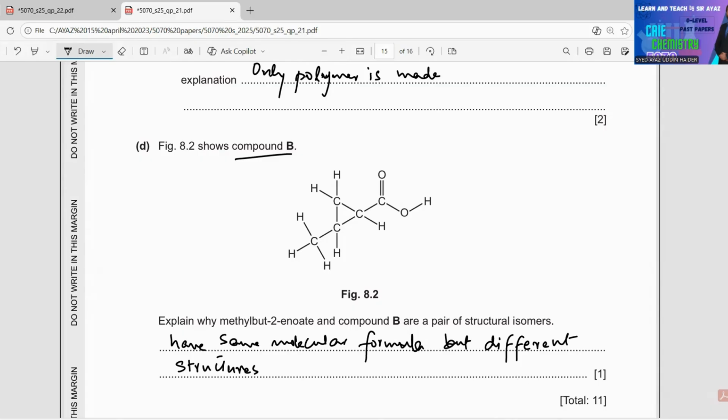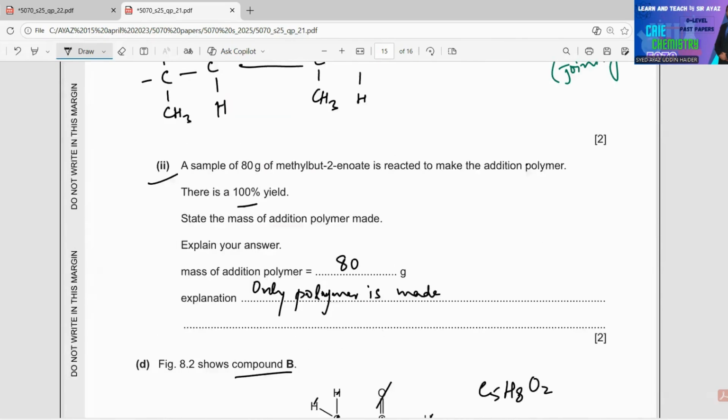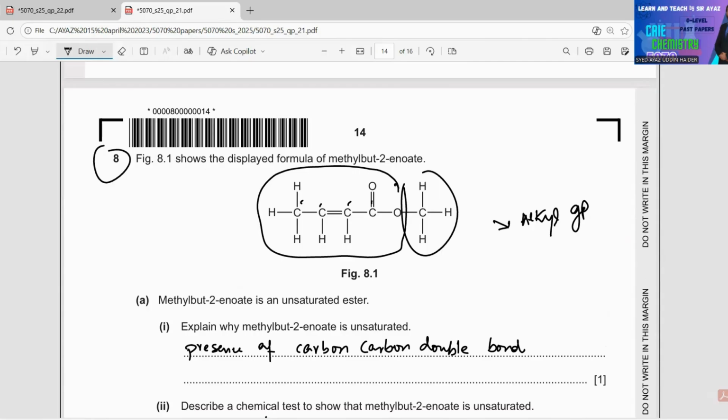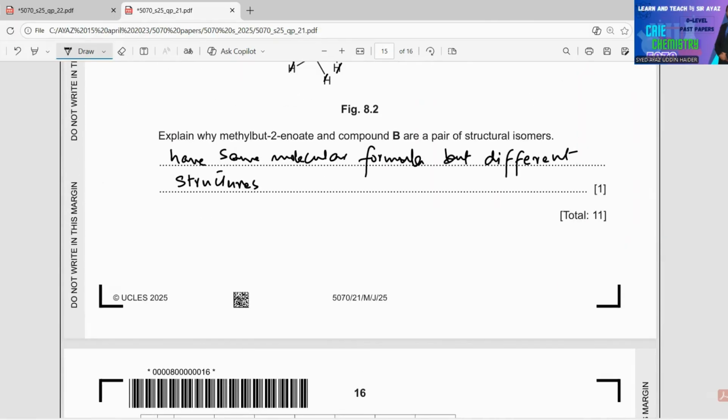So we have the formula for this one. How many carbons are there? 1, 2, 3, 4, 5. C5. How many hydrogen? 1, 2, 3, 4, 5, 6, 7, 8. What about oxygen? 2 oxygen. Okay, moving to the other structure, methyl but-2-enoate. How many carbon? 1, 2, 3, 4, 5. C5. Hydrogen. 1, 2, 3, 4, 5, 6, 7, 8. H8. And oxygen, as you can see, is 2. So these two are isomers, and this will be the reason for this one.